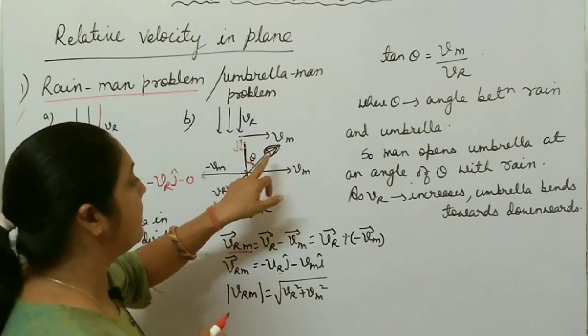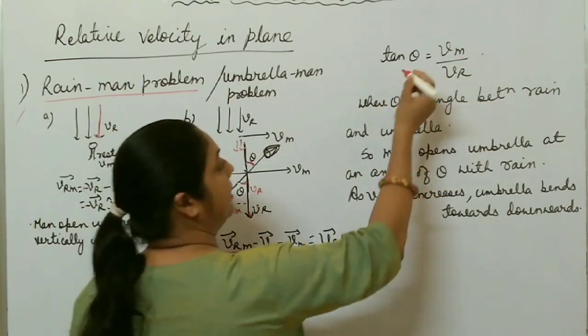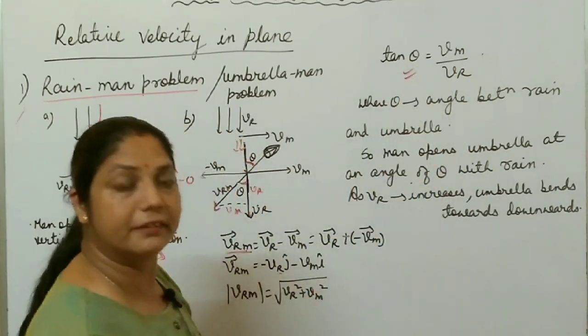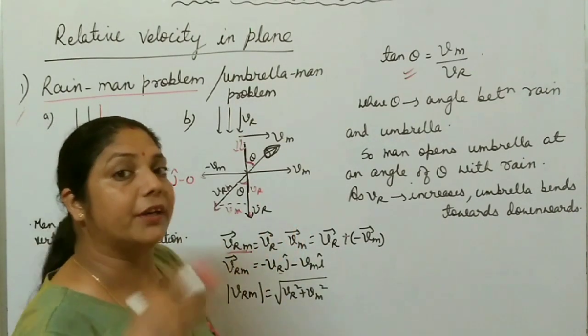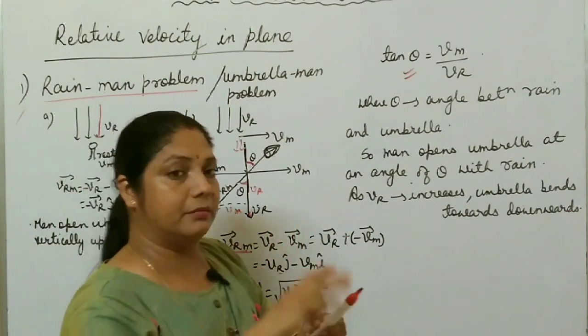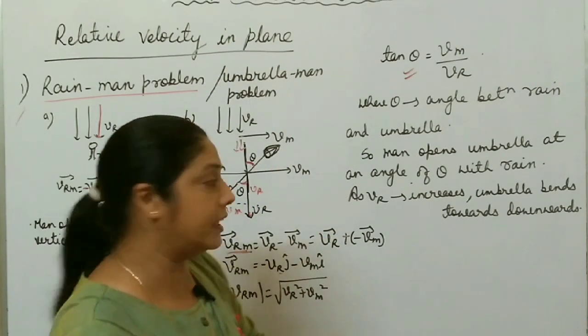And in which direction does the man open the umbrella? Tan theta equal to Vm by VR. From this formula you can easily find theta. You know, the greater the speed of the man or the greater the speed of the rain, the man bends the umbrella towards downwards because the speed of rain is very high.